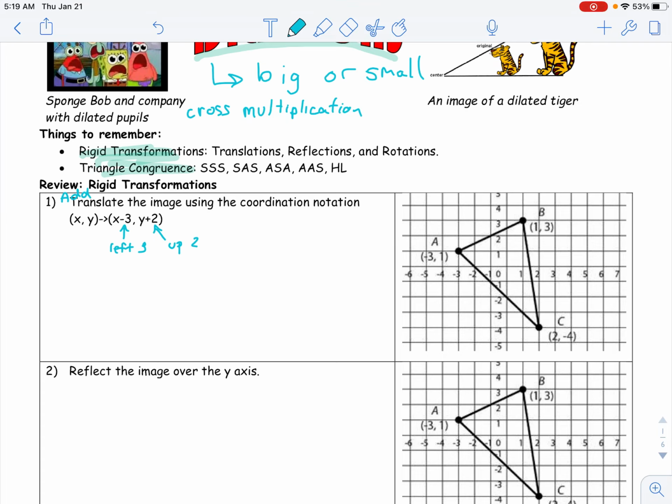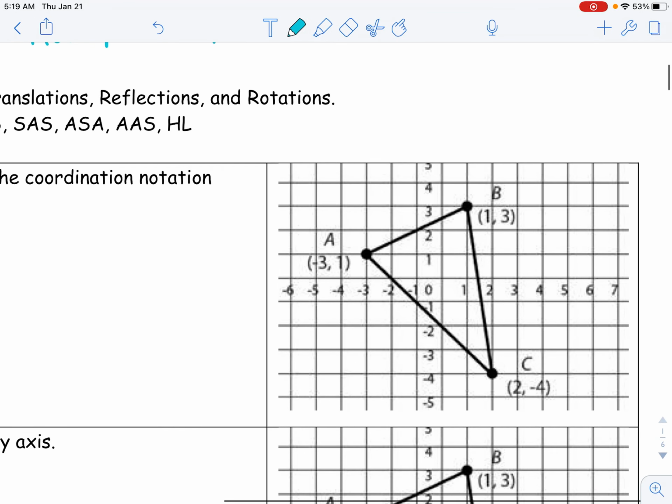Anyways, so now we're going to go left 3, up 2 from every point. 1, 2, 3, 1, 2, boom, A. 1, 2, 3, 1, 2, B. 1, 2, 3, 1, 2, B, or excuse me, C.